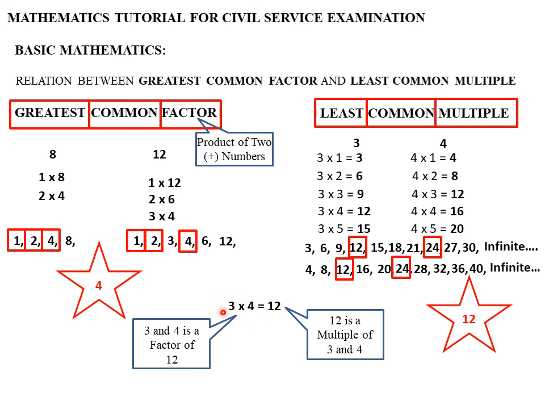I hope we get this one. Let's repeat. 12 is a multiple of 3 and 4, and 3 and 4 are factors of 12.